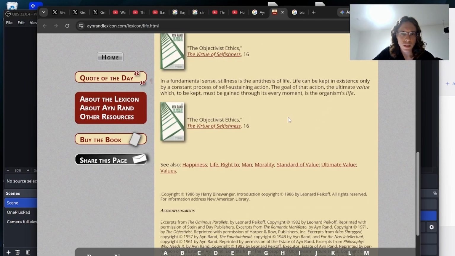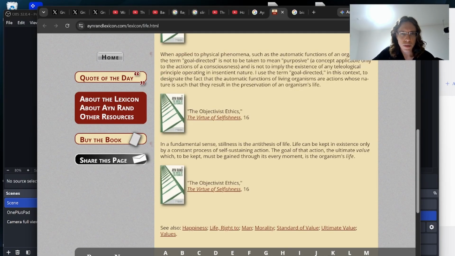Okay, and the last quote. "In the fundamental sense, stillness is the antithesis of life. Life can be kept in existence only by a constant process of self-sustaining action. The goal of that action, the ultimate value which must be kept, must be the organism's life."